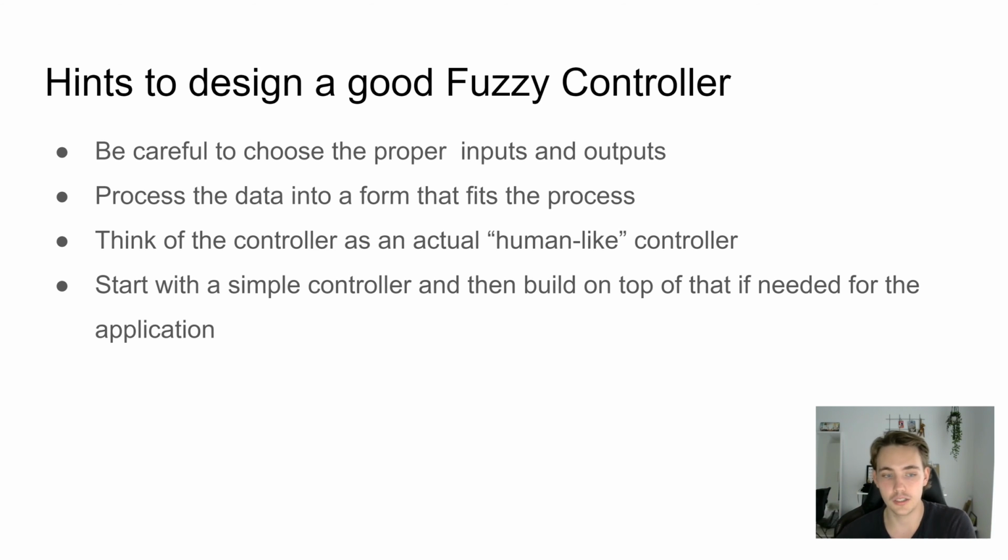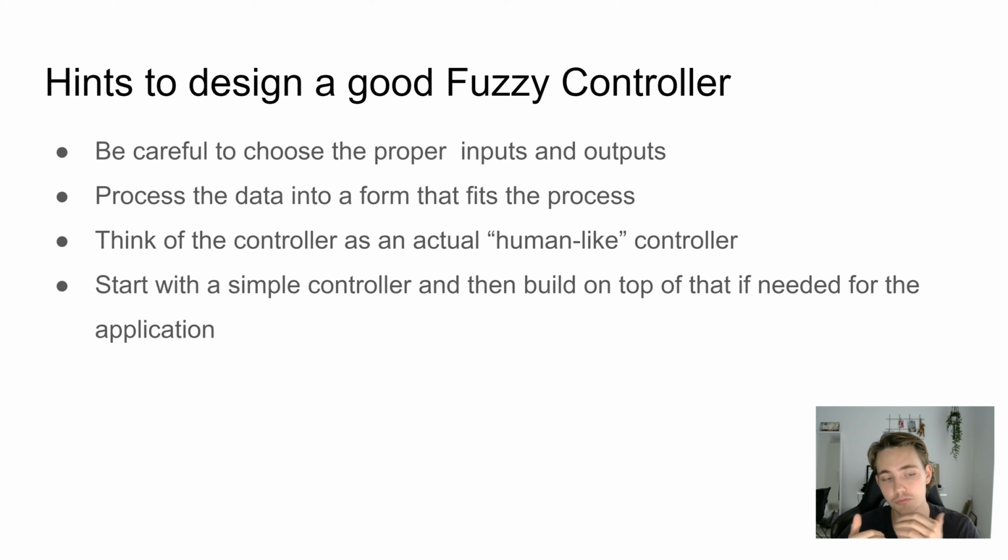And then we set up our rule base like a human-like controller, so a normal human can also think about how we can control that process. And then we need to start with a simple controller, and then build on top of that if it's needed for the application. So first we just start with implementing a simple controller, and then if we need more, or our output is not good enough, we can build on top of that controller and tune it to our application until we get the desired output.